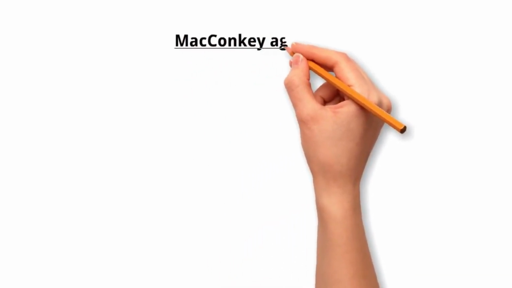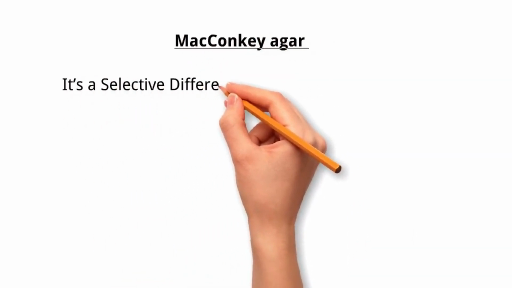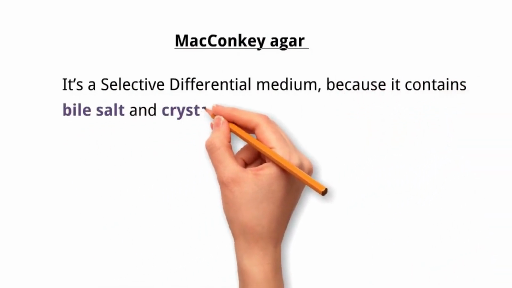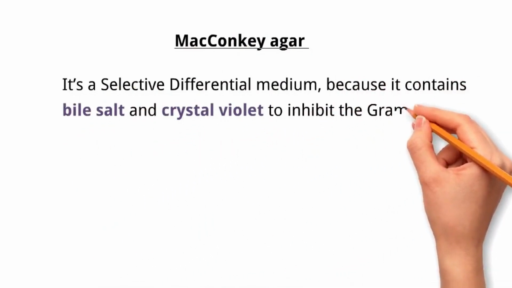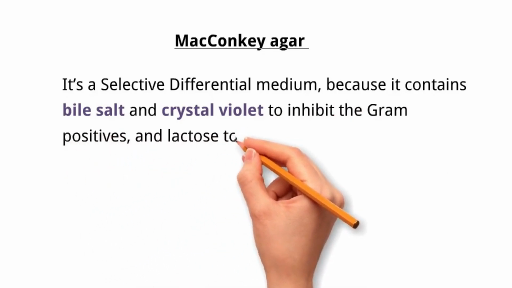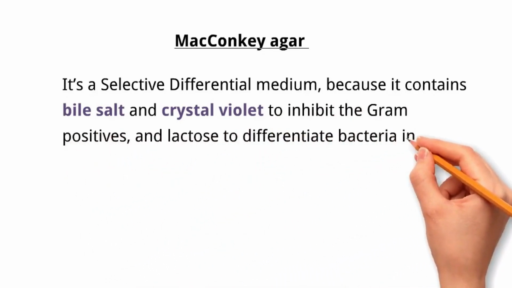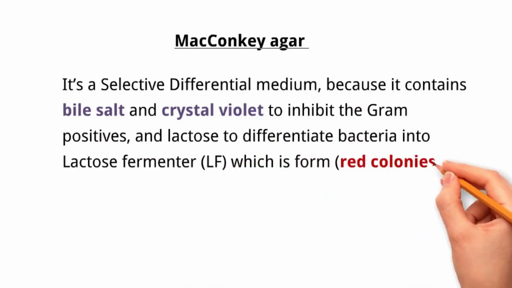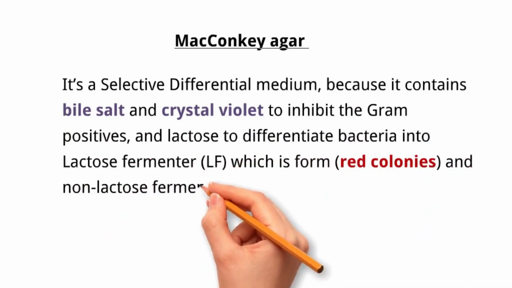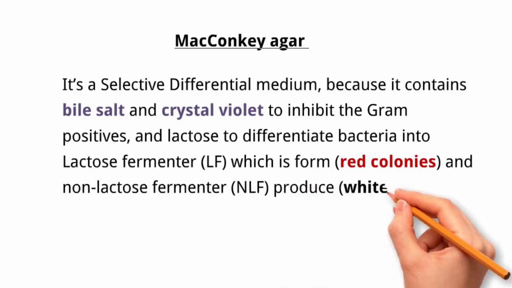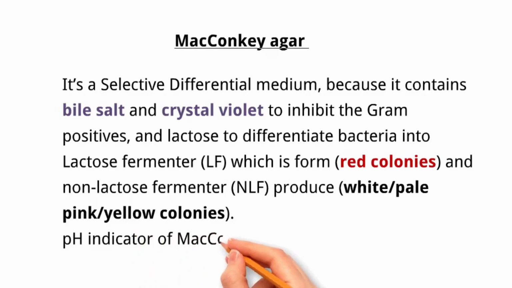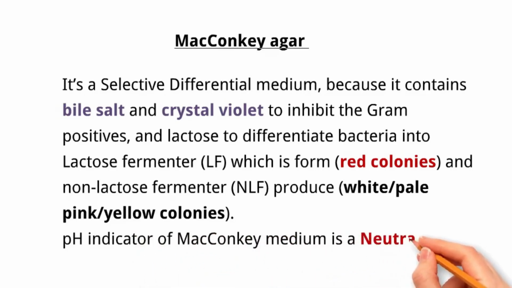MacConkey Agar. It's a selective differential medium, because it contains bile salt and crystal violet to inhibit the gram-positives, and lactose to differentiate bacteria into lactose fermenter, LF, which form red colonies, and non-lactose fermenter, NLF, which produce white, pale pink, or yellow colonies. The pH indicator of MacConkey medium is neutral red.